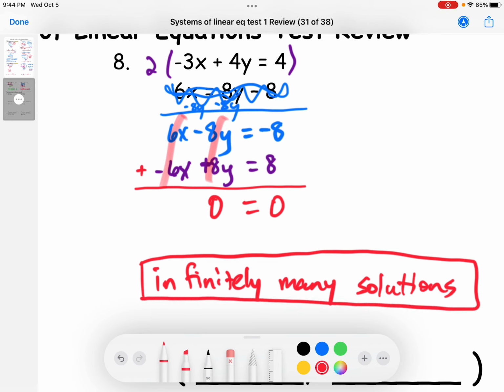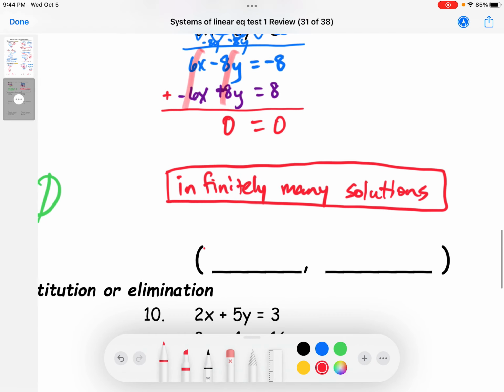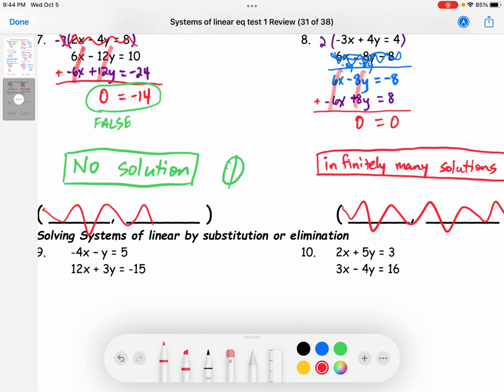Okay, remember, after you do your substitution, after you do your elimination, if you end up with something like that, an objectively true statement like 0 equals 0, there are infinitely many solutions. So we're not worried about this right here. We're not worried about the ordered pair. We would just write that there are infinitely many solutions.